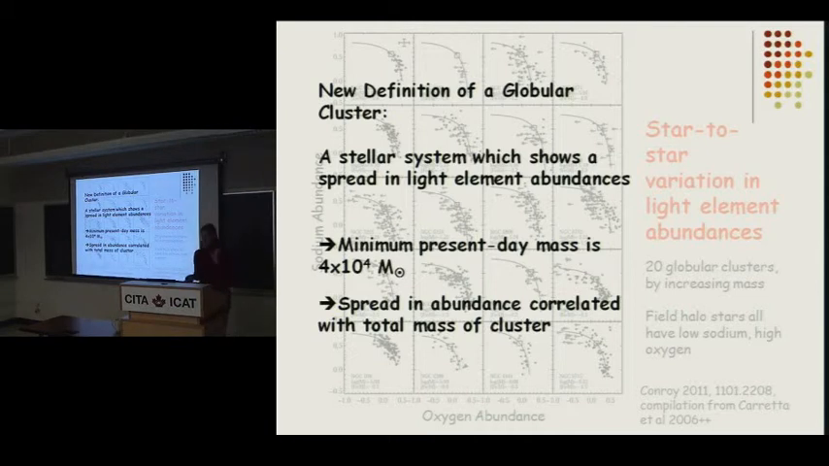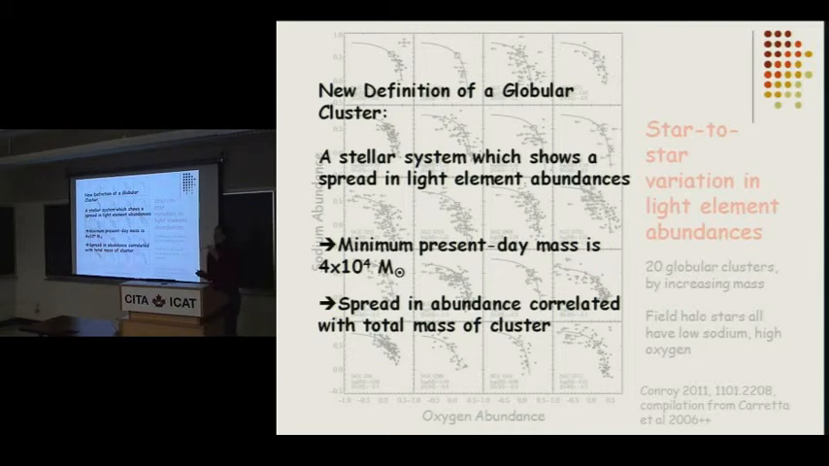A globular cluster is now not a large, spherically symmetric, self-gravitating system of 100,000 stars and so on. It's a system which shows this spread in light element abundance. Personally, I think this definition is a bit focused on what clusters do for a living, but it's kind of interesting. If you use this definition, the minimum present-day mass for globular clusters is 4 times. Open clusters do not show this. Period. Done.